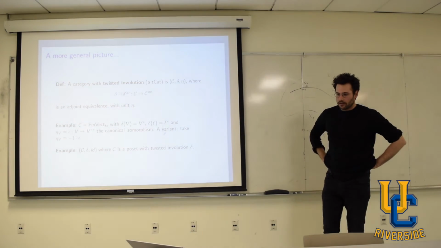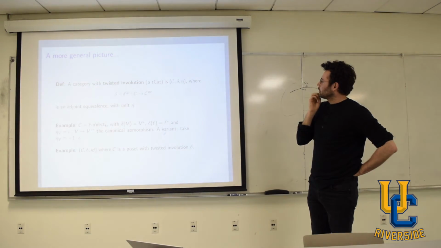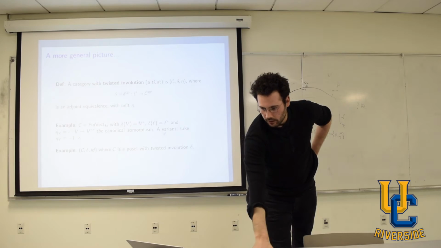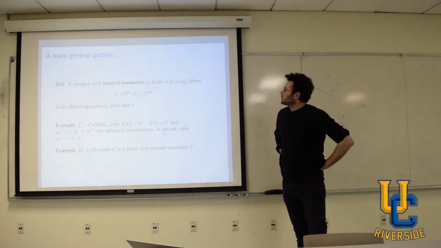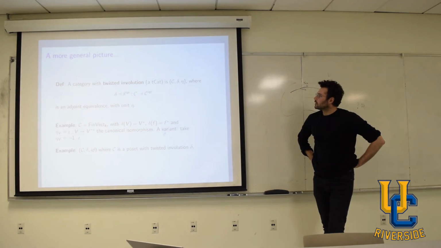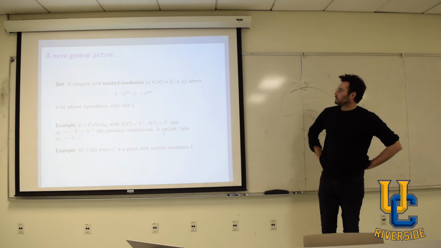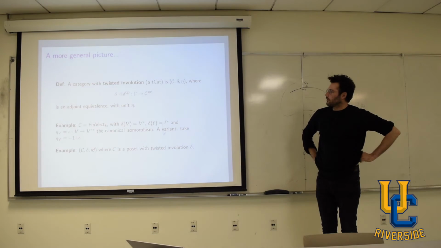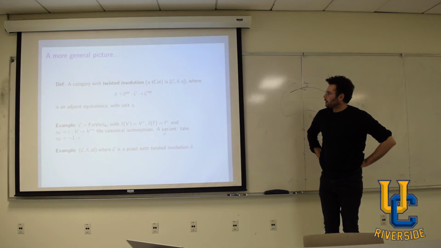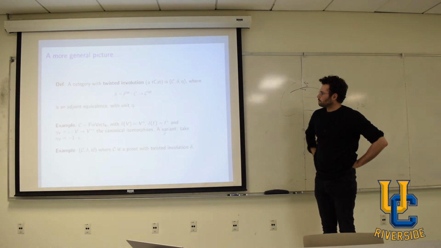One way I think that's helpful for setting this up, and which I've also found in parts of the literature, is like this. So we make the following definition. A category with a twisted involution is a category C with a functor from C to C up, which I call the twisted involution delta, such that we have an adjunction between delta and delta up. And eta here is the unit, and eta up is the counit.